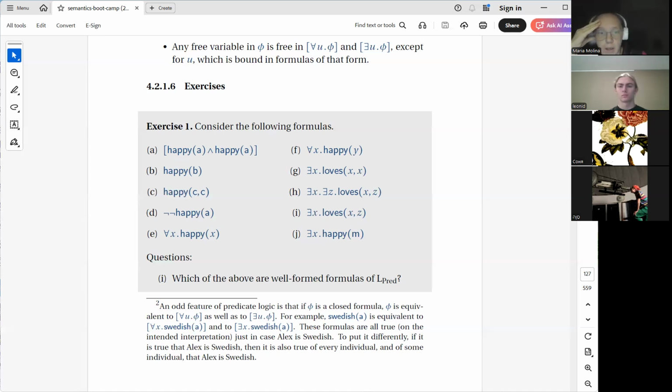F, I, and J have free variables, right? Unused variables, not bound by quantifiers. But it's okay. It doesn't contradict the structure of a well-formed formula. It gives us open formulas, but still the formula is good, right?